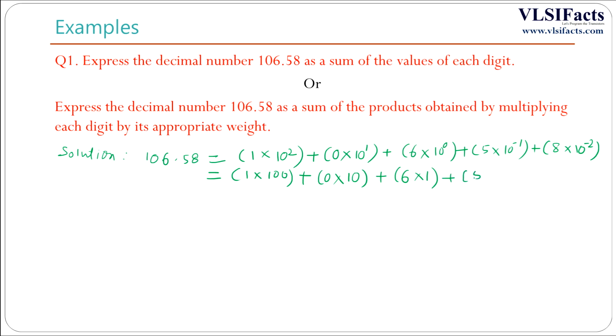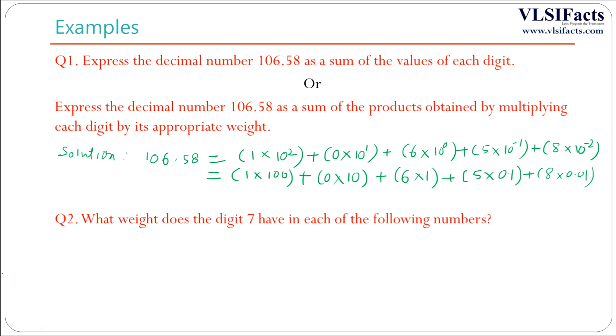plus 5 into 0.1 plus 8 into 0.01. So here we can say that the weight of digit 1 is 100, digit 0 is 10, digit 6 is 1, digit 5 is 0.1 and digit 8 is 0.01.